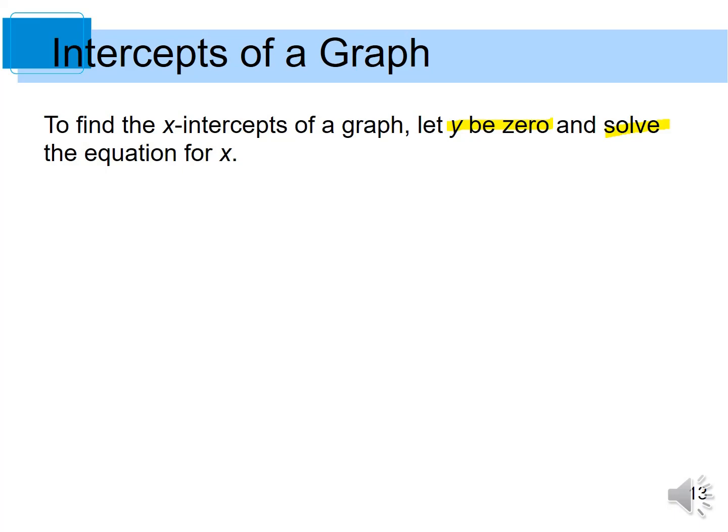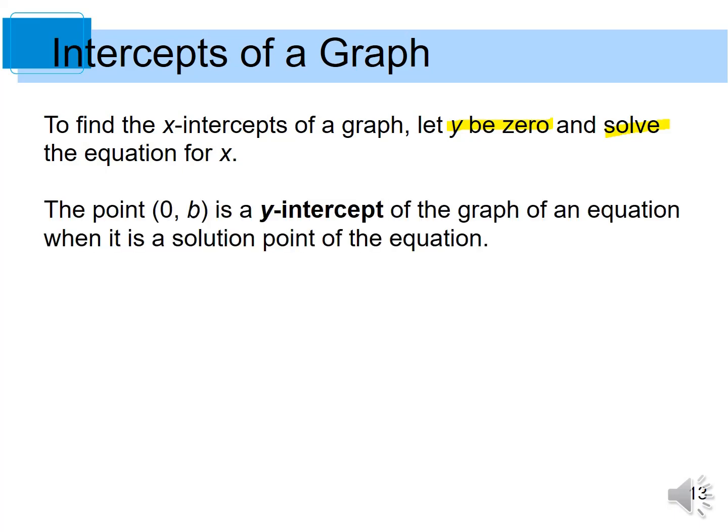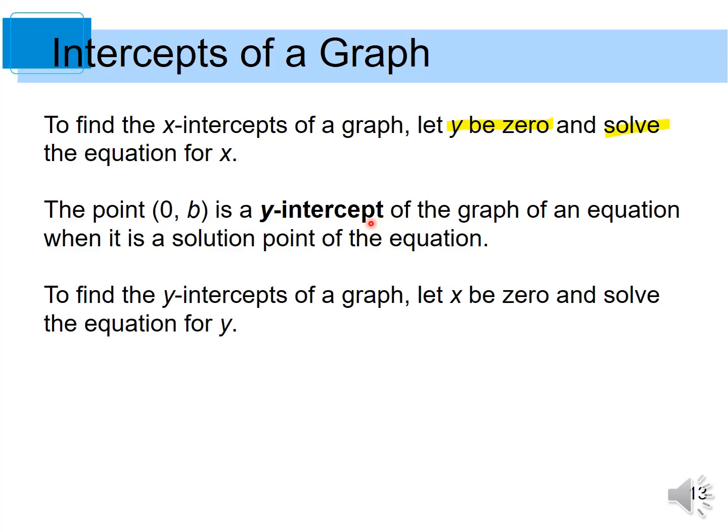So now we look at the second point, the point 0, b. B is any constant. So here now this is a 0 on x coordinate. So this point is a y-intercept. So to find the y-intercept of a graph, let x equal to 0. Then solve the equation for y.